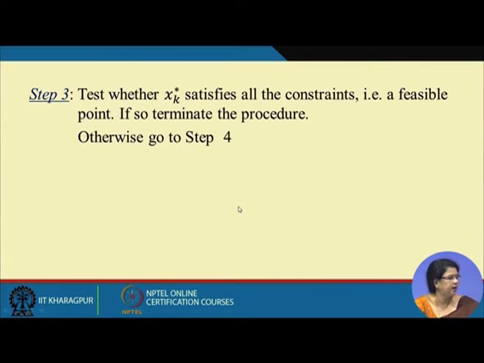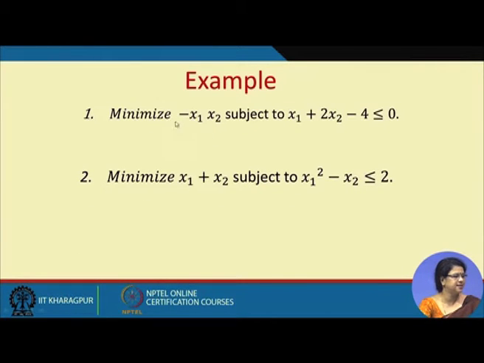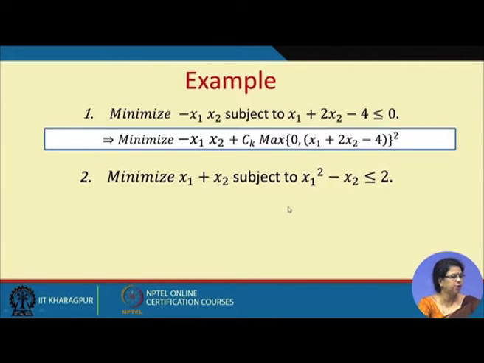All right. Now, in the next step, if this is not the optimal solution, we have to select another c which is a higher value than the previous c. That is why consider c_k+1 is equal to a times c_k. Then go to step 2, which means you have to solve the corresponding unconstrained optimization problem. Then let us solve both the problems one by one. Okay.